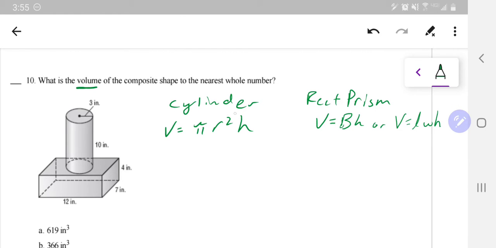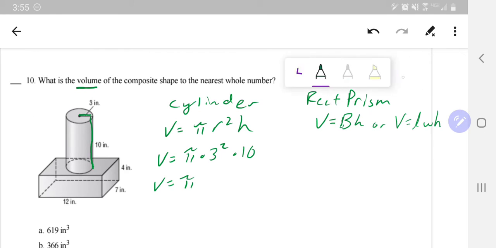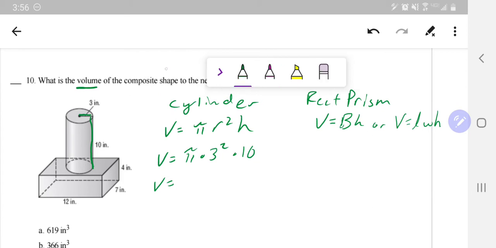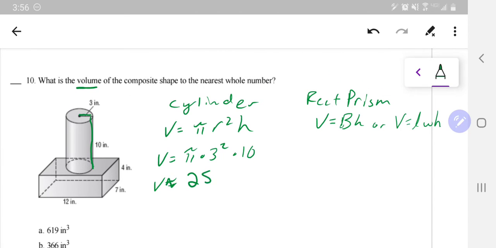All right, so let's get after it. Here we go. Pi, the radius of that looks like 3, squared. The height is 10. I'm going to say that the volume of that, when we type in our calculator, is approximately 282.7. And let's do this one. I'm going to use L W H. That's going to be 12 times 7 times 4. Volume equals, looks like it comes to 336.